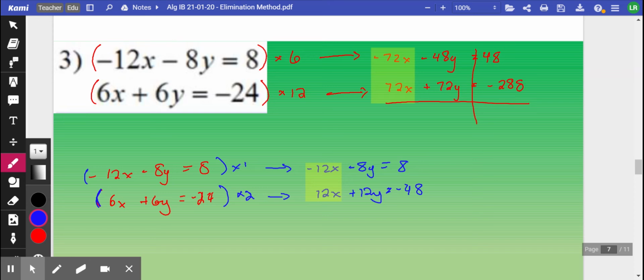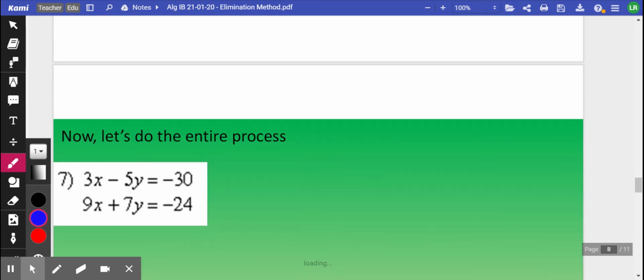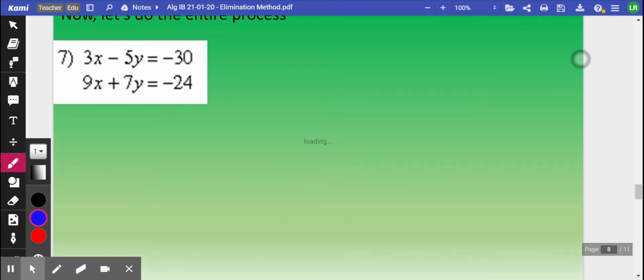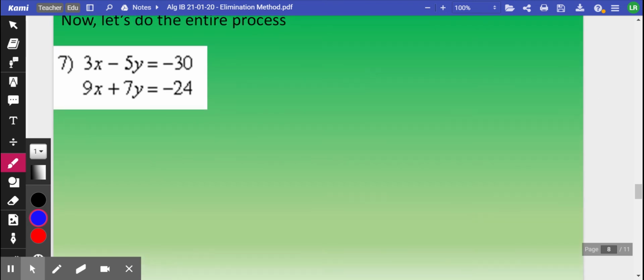Okay, so let's go ahead and do the whole process here. We're going to do 3 problems all the way through, okay, the entire process, and figure out what our solutions are. So we have this first one, 3x minus 5y equals negative 30, and 9x plus 7y equals negative 24. X's don't add up to 0, y's don't add up to 0, so I have to make my own opposites, okay? Again, I'm going to follow the foolproof way.